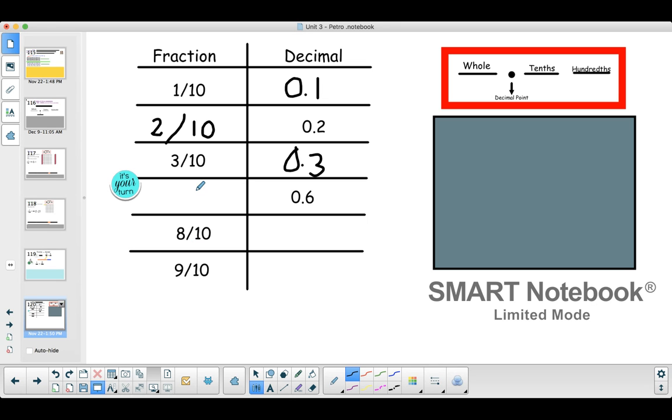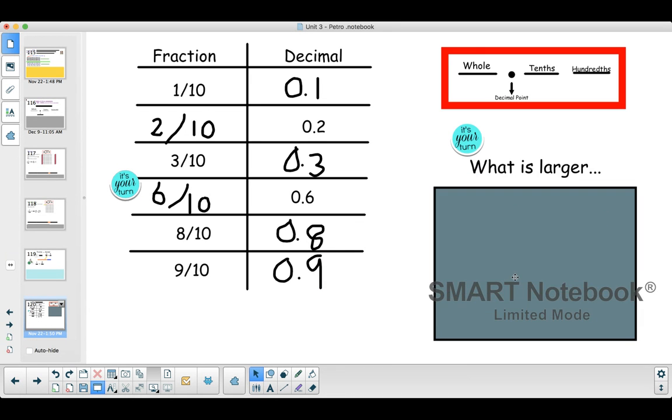Great, so 6/10 as a fraction would be written as 6/10. 8/10 as a decimal would be written as 0 and 8/10. And 9/10 as a decimal would be written as 0 and 9/10. Okay, let's take a look at some of our problems over here.